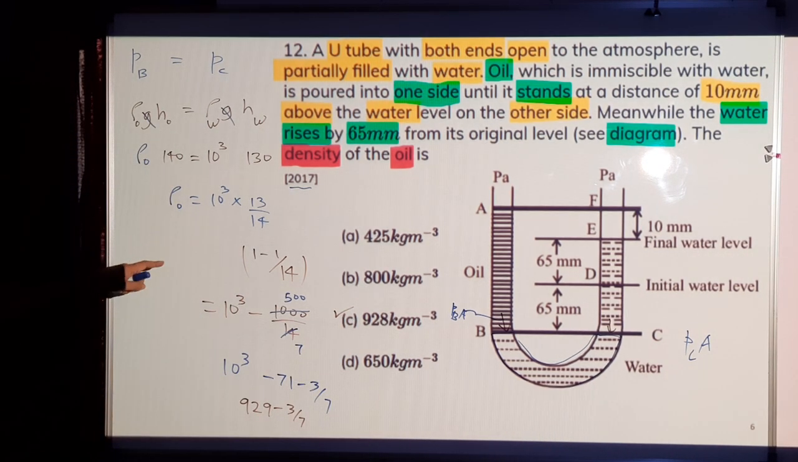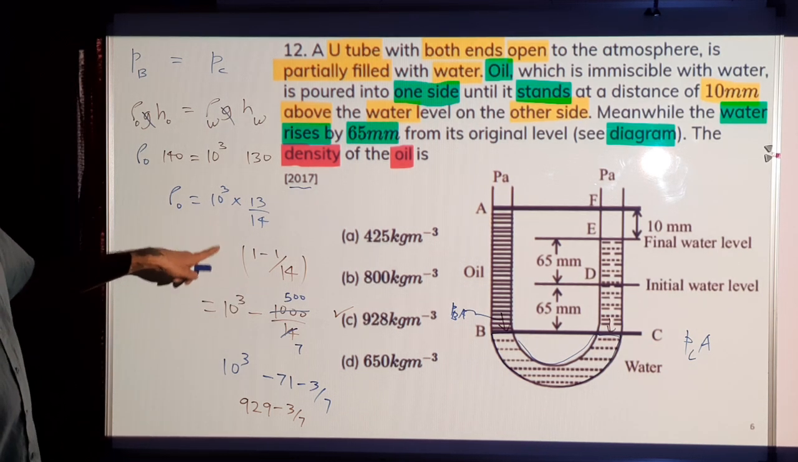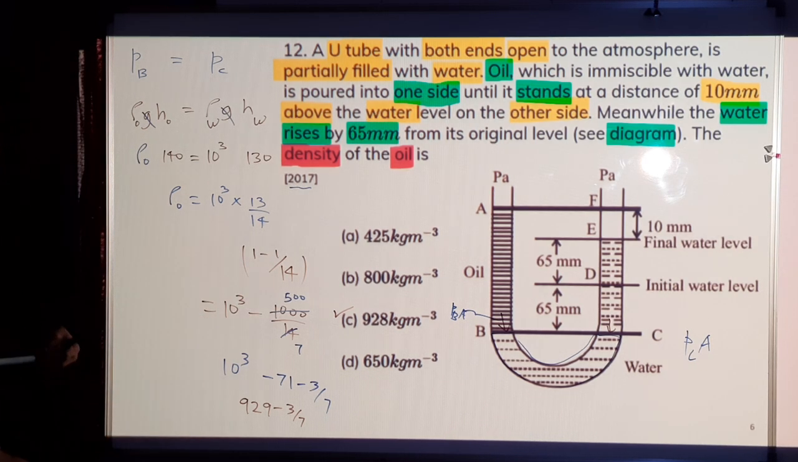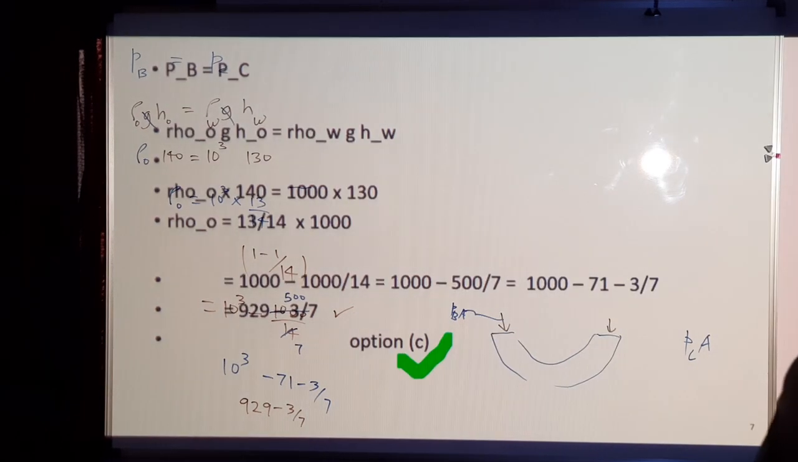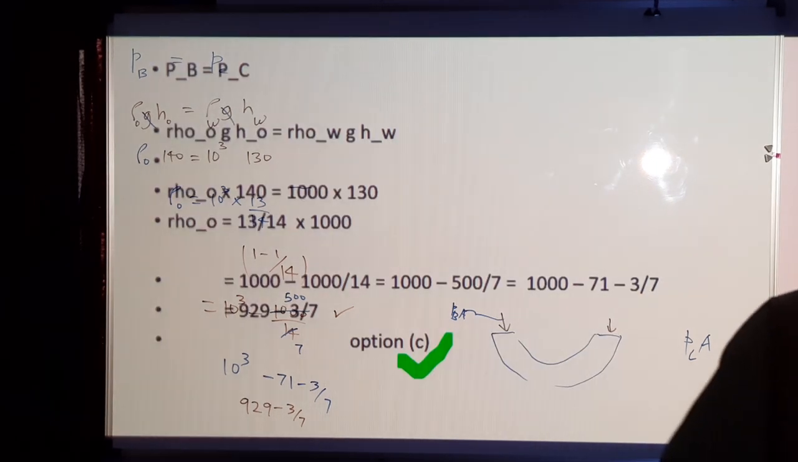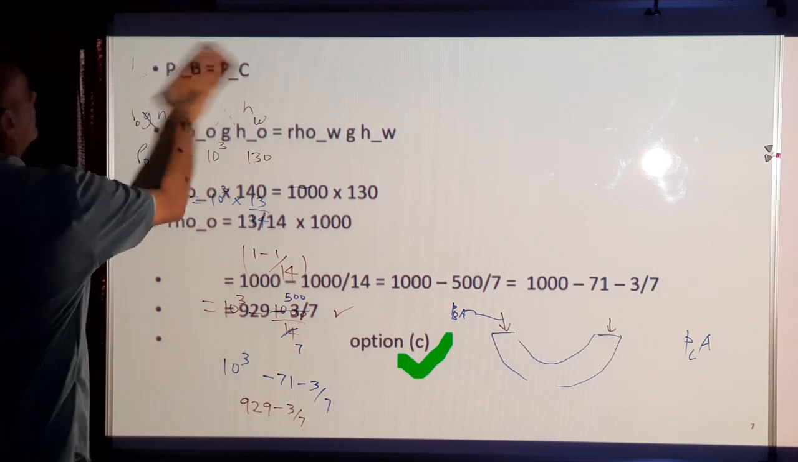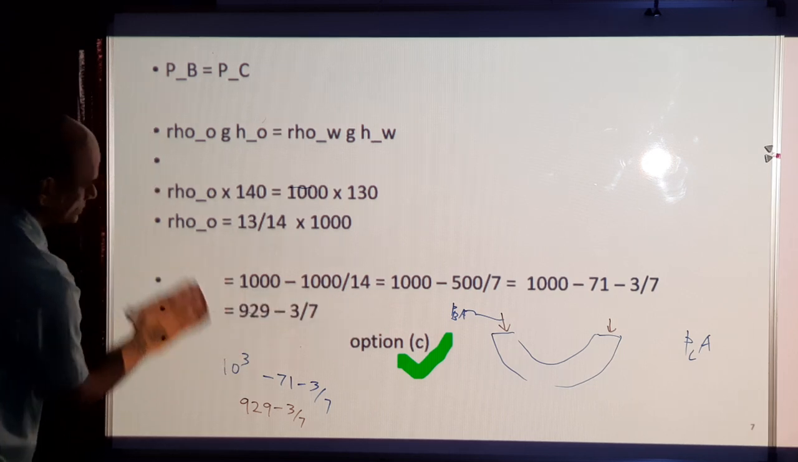So to find an easy way of solving this, you can write this as 1 minus 1 by 14. So it's 1000 minus 1000 by 14, 500 by 7. So a simple way to do it is so that you get the answer without any mistakes. C is the correct option. This is what I explained here.